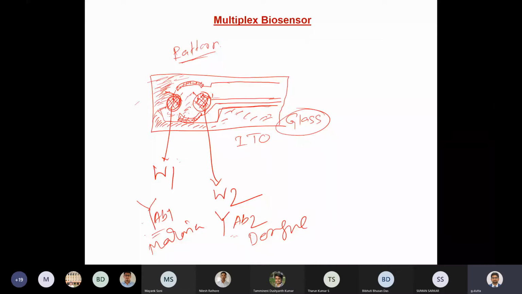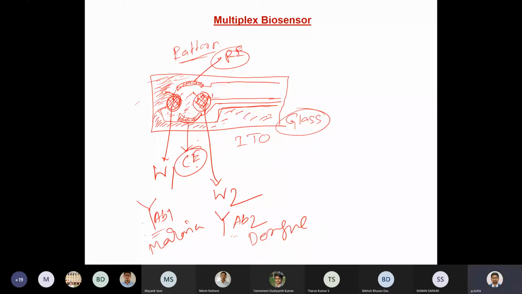Now this electrode acts as the reference electrode, and this electrode acts as the counter electrode. These two electrodes are common for working one and working two. One is the reference and the other the counter for both of the working electrodes. But the two working electrodes are different because they are coated with different antibodies.